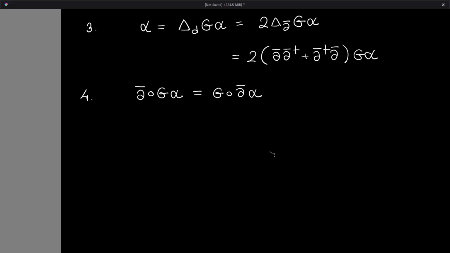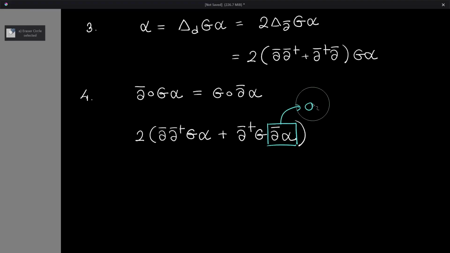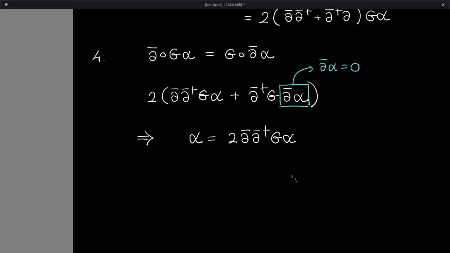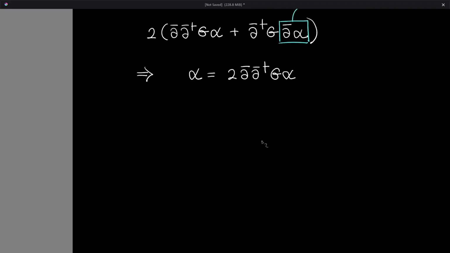So because this is true, this line here, we can rewrite it as 2 partial bar dagger of G alpha plus partial bar dagger G of partial bar alpha, right? And remember, alpha is partial bar closed, so this is 0. Specifically, what we're saying is that partial bar of alpha is equal to 0, right? So then that means that we have one thing left, which is that alpha is equal to 2 partial bar dagger G alpha. So now we're almost to the home stretch.